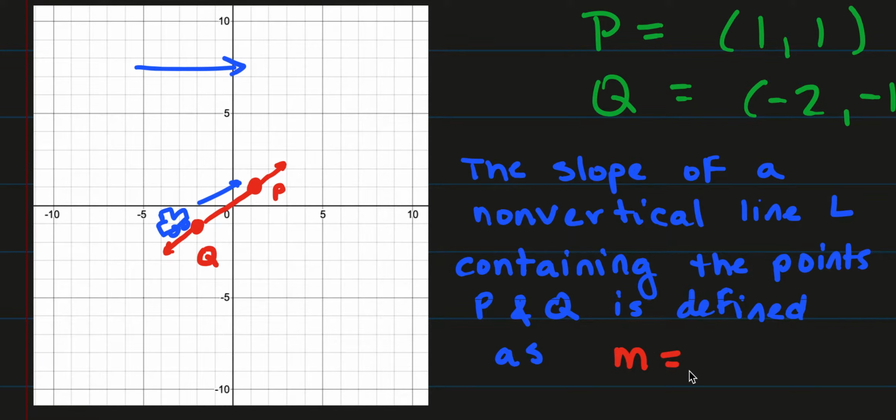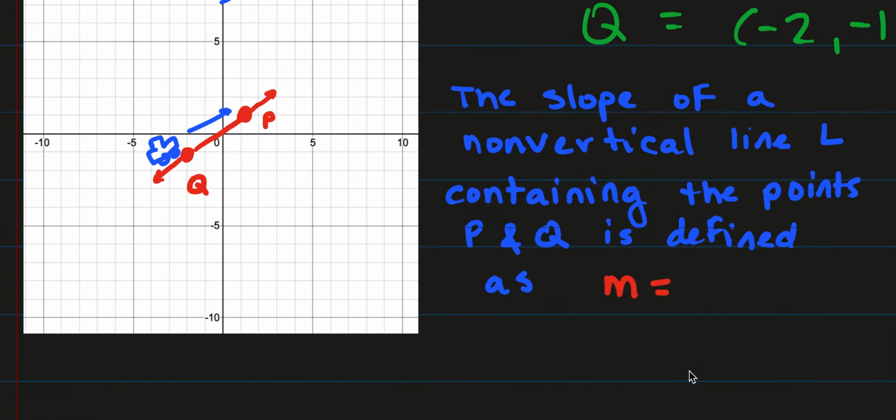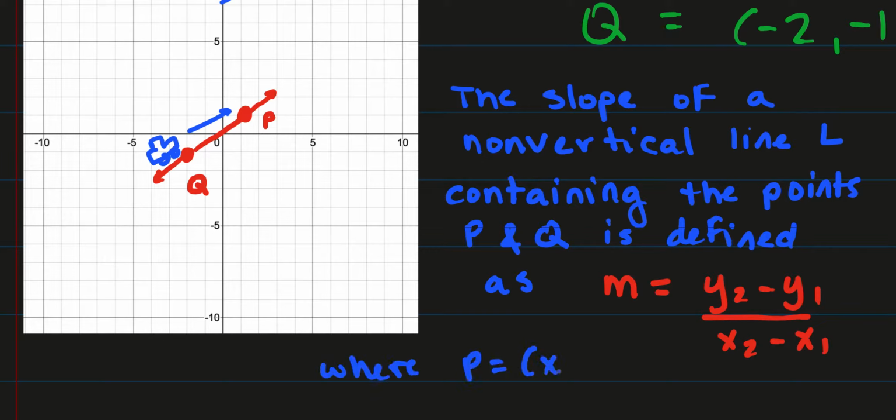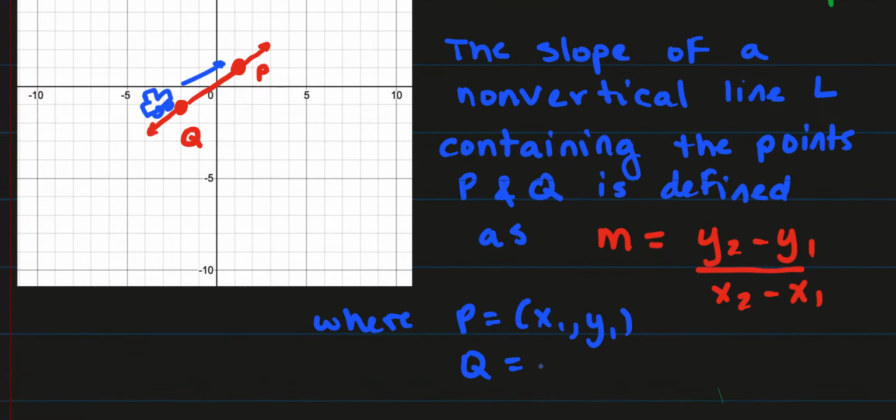M. Now that's the letter we're always going to use to talk about slope. We're going to say M equals y2 minus y1 over x2 minus x1, where the point P is (x1, y1), and the point Q is (x2, y2). And it really doesn't matter if you let P be (x2, y2) and Q be (x1, y1). You just always have to follow this equation here.